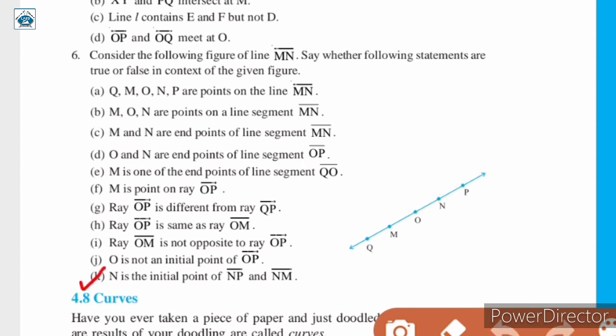Next, N is the initial point of ray NP and ray NM. Here this is ray NP, its initial point is N. Similarly here we have ray NM and again the initial point of ray NM is N. Here also when it is named, the first letter we have is N. Therefore this statement is true because N is the initial point of NP. So this statement is true.